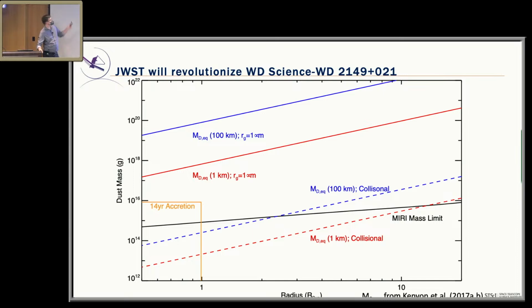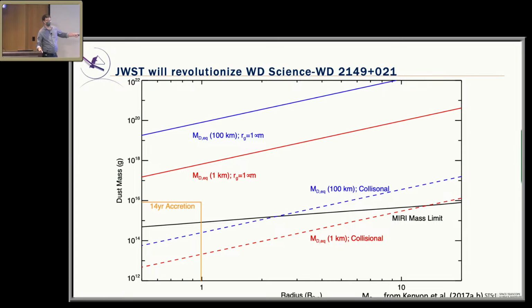So I don't have time to go through the details of this, so you can ask me about this afterward. But we have observed 2149 to be accreting for at least 14 years. So we know that there must be at least about 10 to the 16 grams of something around the star. And these are our mass limits under some assumptions of what kind of dust may have been emitting and the fact that we didn't detect anything.